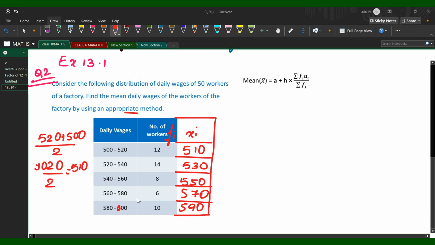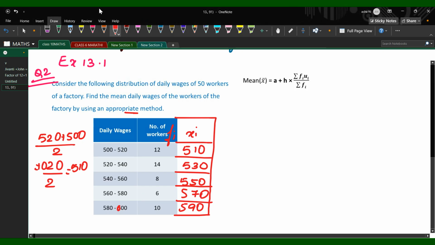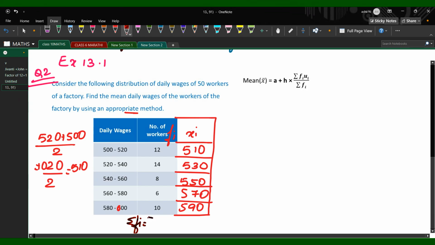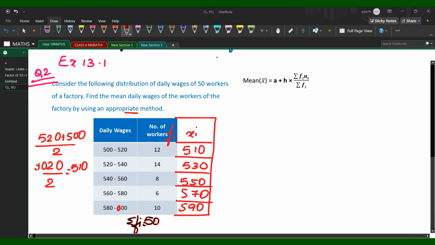Now we will find the sum of fi. First we will find the denominator. 12 plus 14 is 26, 26 plus 8 is 34, 34 plus 6 is 40, 40 plus 10 is 50. Yes, that is correct. So we will get 50 here.